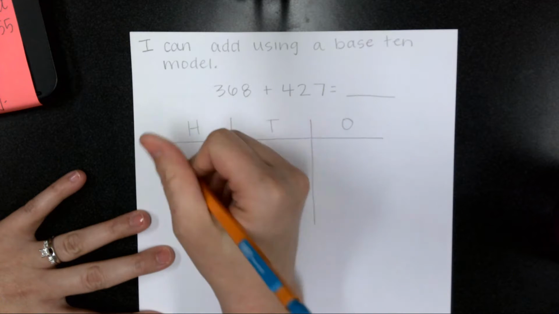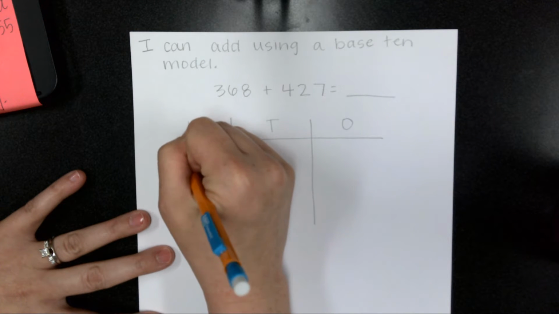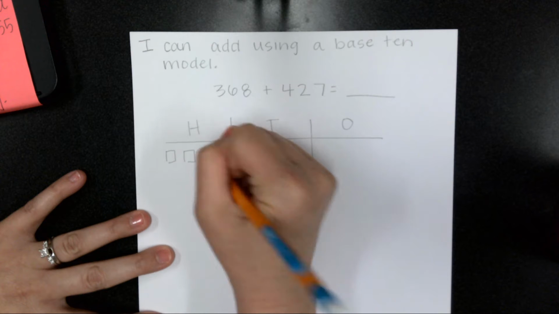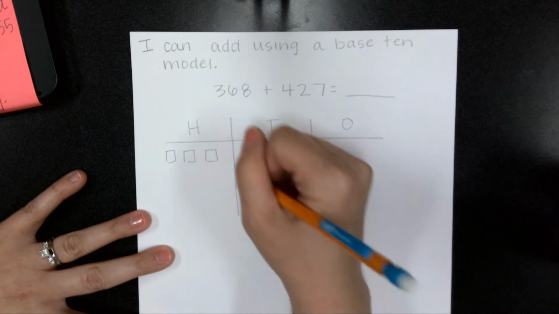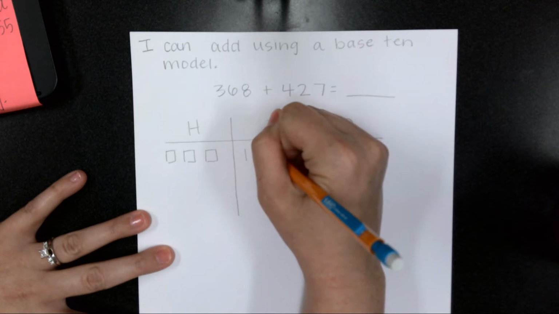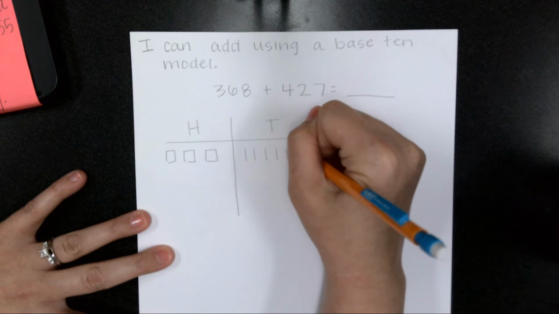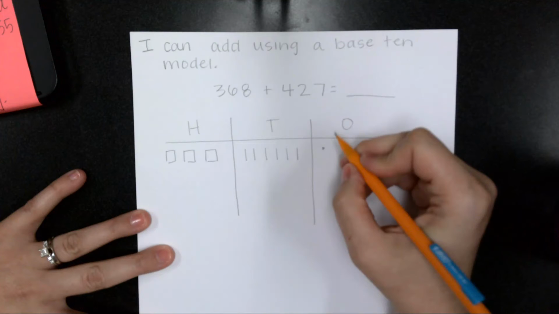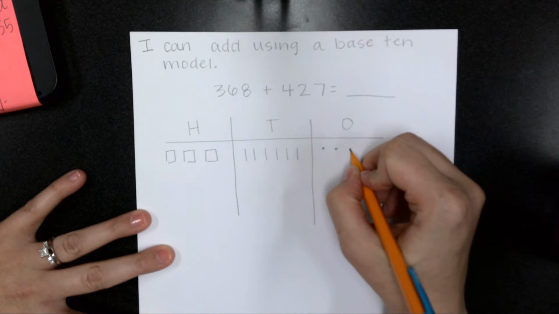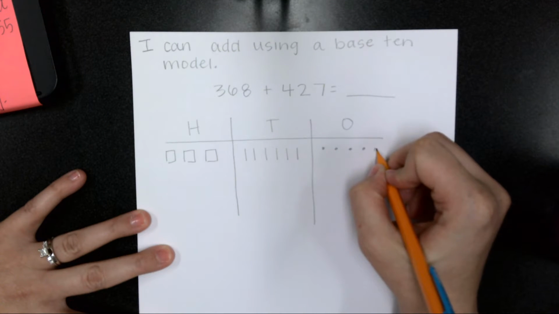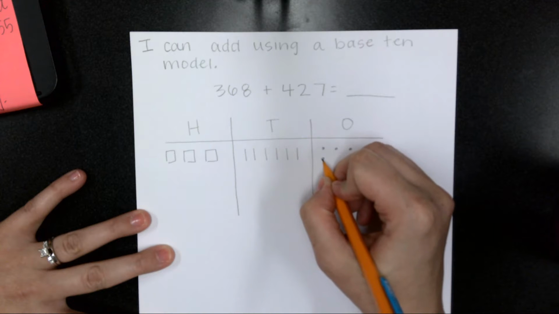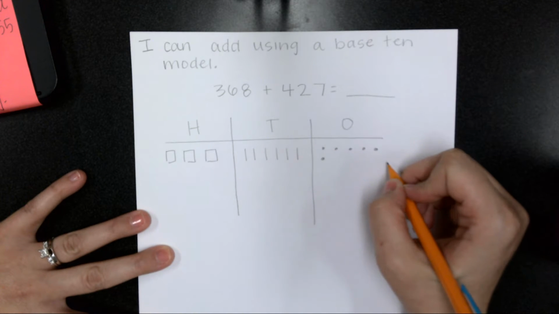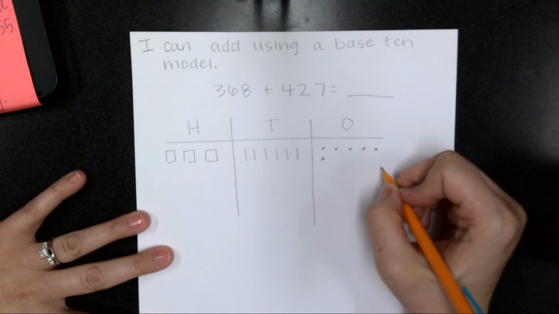368. So I'm going to draw 3 hundreds, 1, 2, 3, and I know I need 6 tens, so 10, 20, 30, 40, 50, 60, and 8 ones. And when I draw my ones, 1, 2, 3, 4, 5. Now I'm going to put 6 down here because I want to think about them in the form of a 10 frame, so it's kind of easy for me to see how many I have.